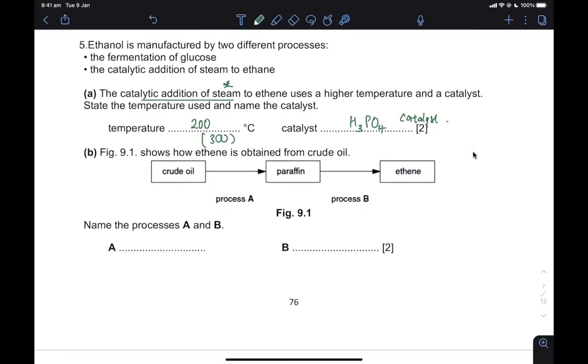Just to complete it, process A is going to be from the crude oil. This is your fractional distillation. That will give you different products. Once you have paraffin, it is still a lot of carbons, but at least it's a pure substance. So you can get 2-carbon simple alkenes. How you get this is you break long chains into smaller chains. That is called cracking.